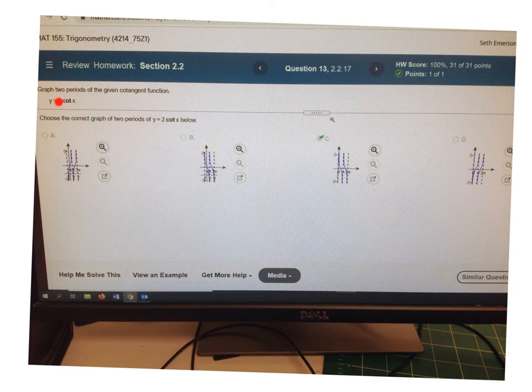I saw your question on the discussion board. You want to graph two periods of the given cotangent function, y equals cotangent of x.